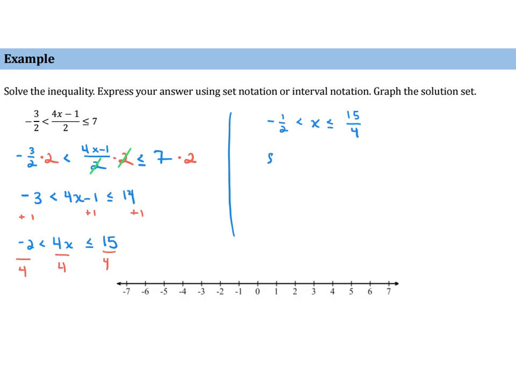So our set notation would be the set of all x's where, and then we would simply write that inequality. So let's find these on our number line. Negative 1/2, we don't include it, and 15/4 is going to be 3 3/4, and we do include that. And so our interval notation would be negative 1/2, comma, 15/4, with a parenthesis at negative 1/2 and a bracket at 15/4.